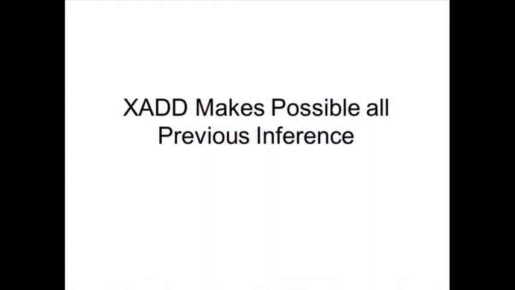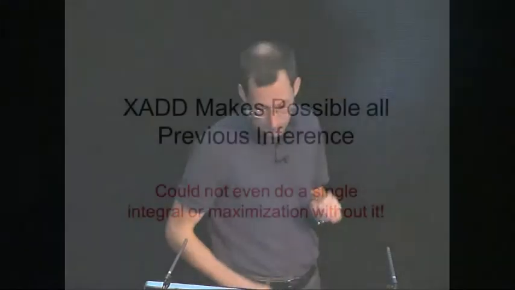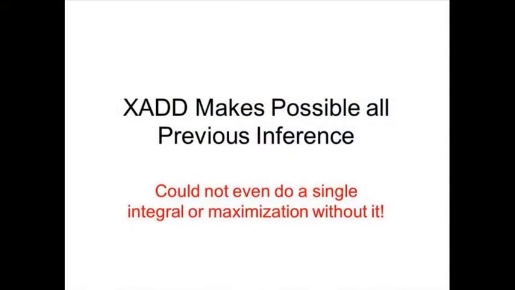Okay, so that's the XADD, right? This is a diagram that allows you to compactly represent functions and do efficient operations on them. It supports all the operations I've shown previously. I won't go into those details, but it does exploit the structure of the decision diagram. And I just want to point out that it makes possible all the previous inference for the continuous variable graphical models. You couldn't even do a single integral or continuous maximization without the XADD, right? I tried this initially and things just blew up. So that's really the secret that makes all of this work.